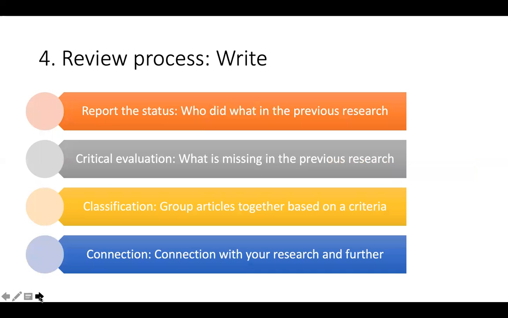And finally, you would be writing your literature review. And while you write, after organizing the literature review, you have to convey these four things in writing. So first is to report the status, who did what in previous research, and then also critical evaluation, that is, what was missing in the previous research, what was the gap. It may be in terms of methodological limitation or gap in knowledge or any unexplored population, etc. And then you can also group the articles based on the different criteria that we've talked about earlier. You can use one or a combination of these categories.